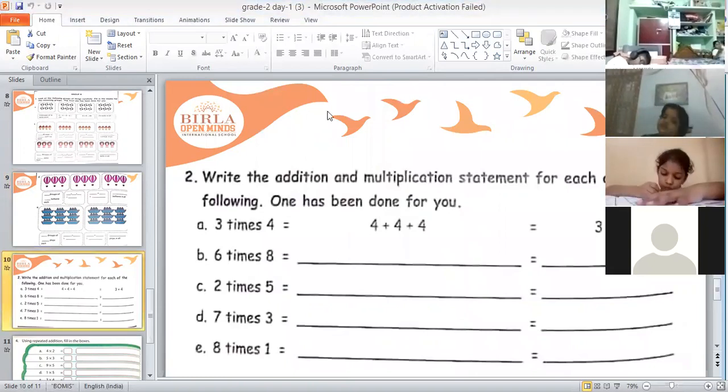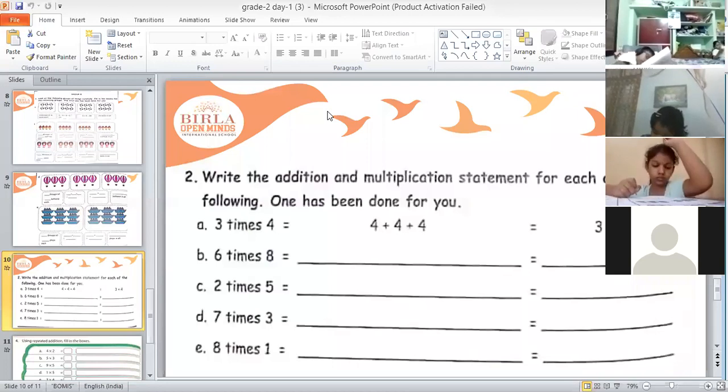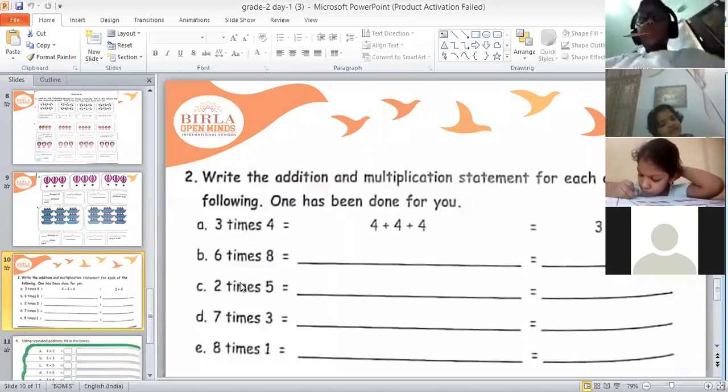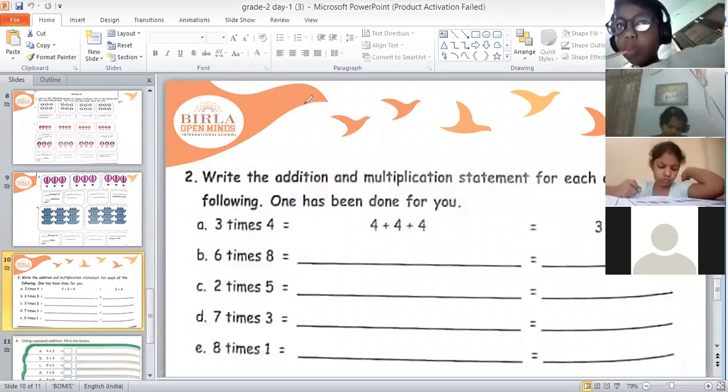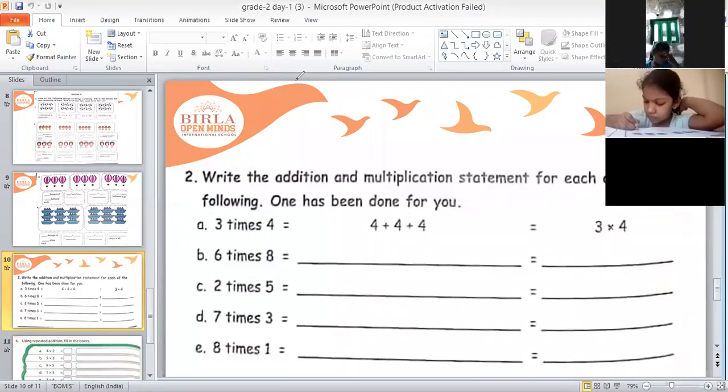Now, question number 2 is there on page number 4, children. This also we will do now. Question number 2 on page number 4. Right? So now see here, this is very easy. Just look in your book carefully. What you have to do is, now see here. One question is already done in your book.